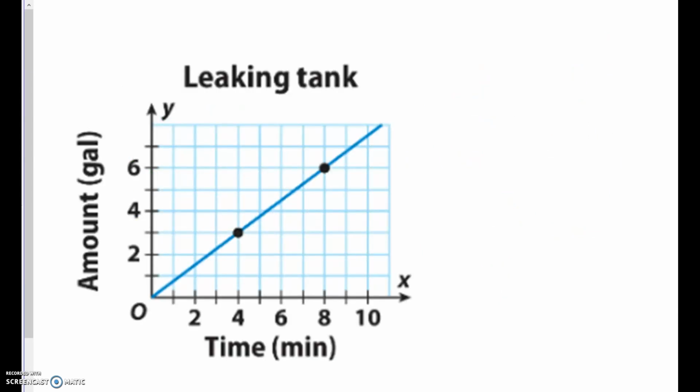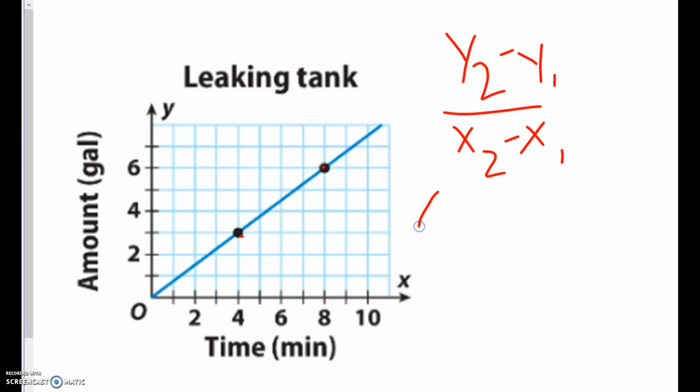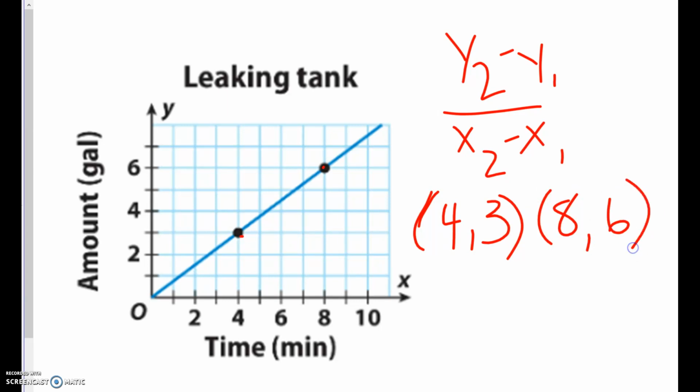And now let's use our slope formula. That was the y2 minus y1 over x2 minus x1. I'm going to use these 2 points because they made them nice and neat for me. So I have the points go over 4 up 3 and go over 8 up 6. Remember, x then y, x then y.